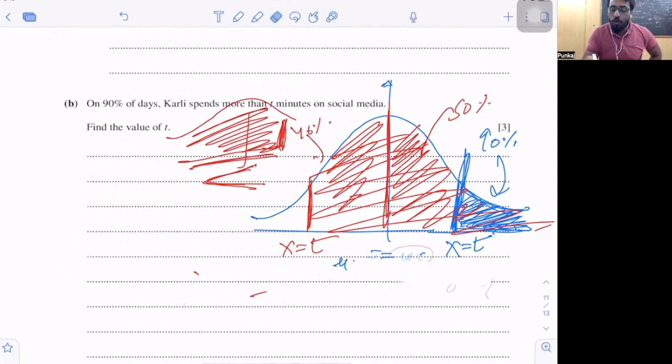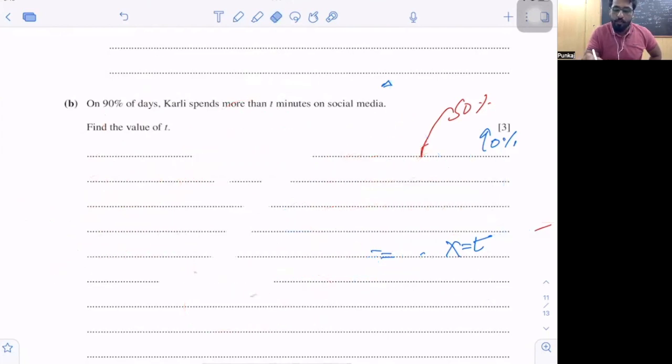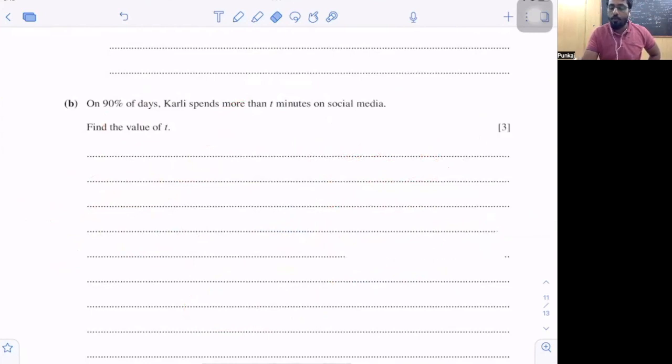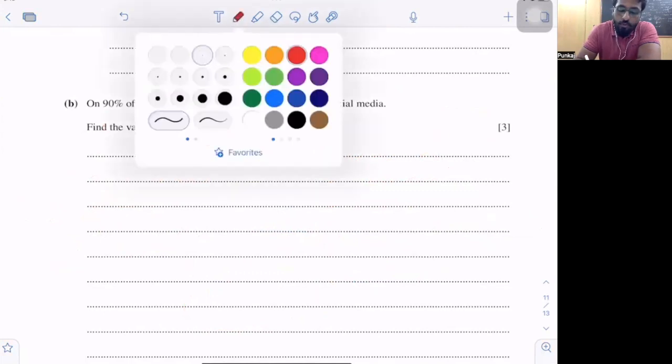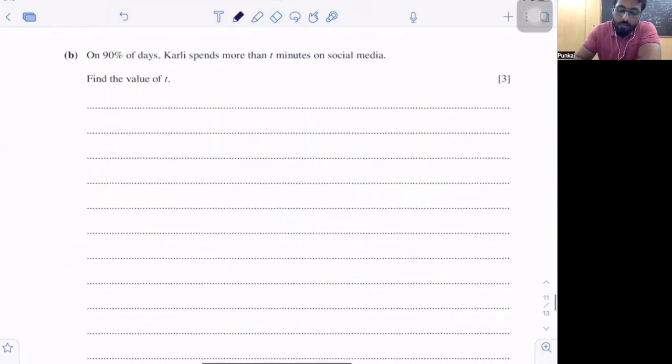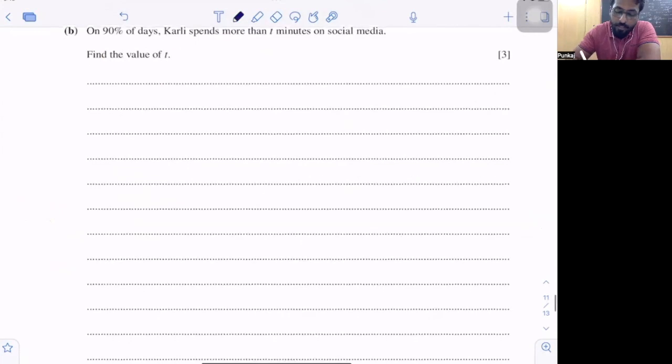So I'm going to erase all this stuff now and draw a very good diagram, because we are writing the solution for the Cambridge exam. First of all, I'm going to draw a proper graph very quickly. So I have a bell-shaped curve over here. Let's quickly draw a bell-shaped curve, right?